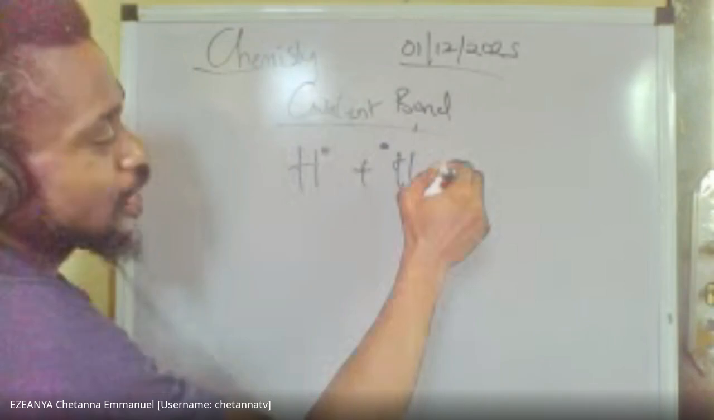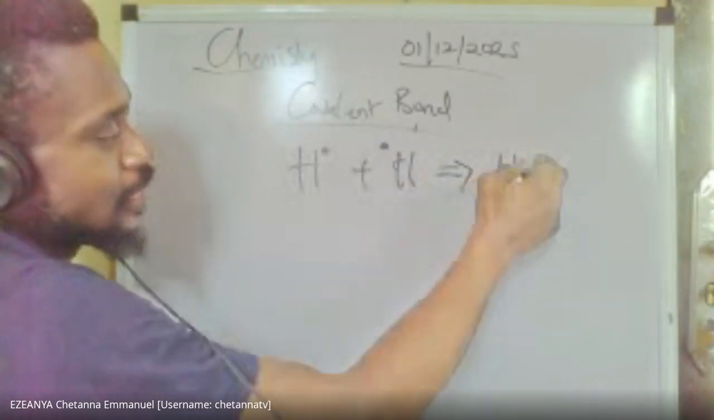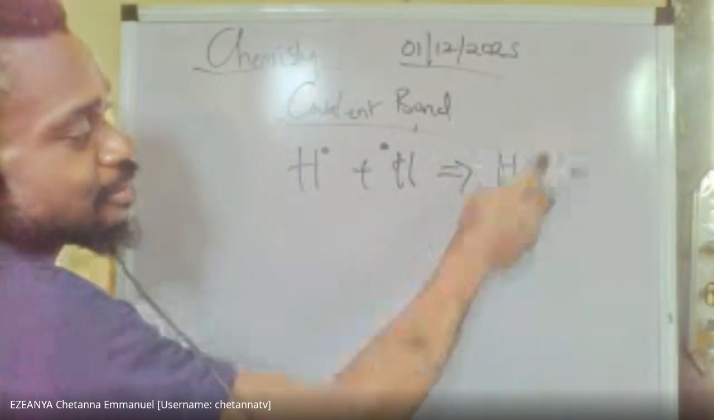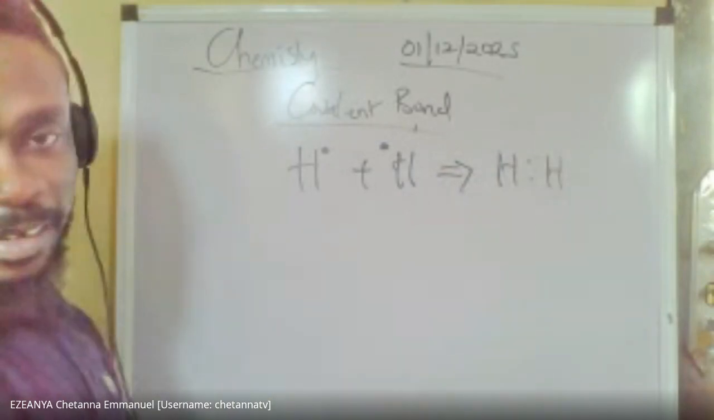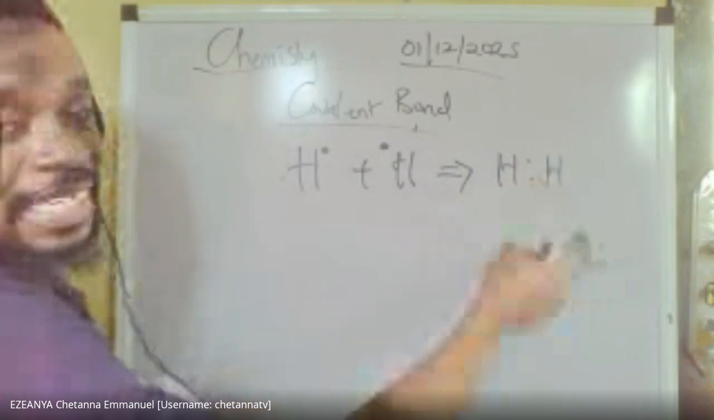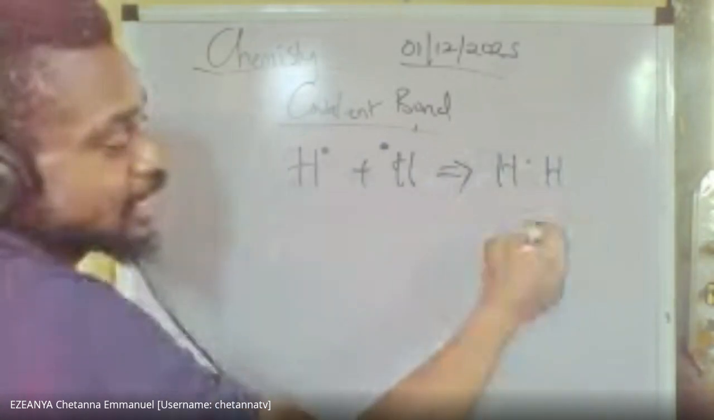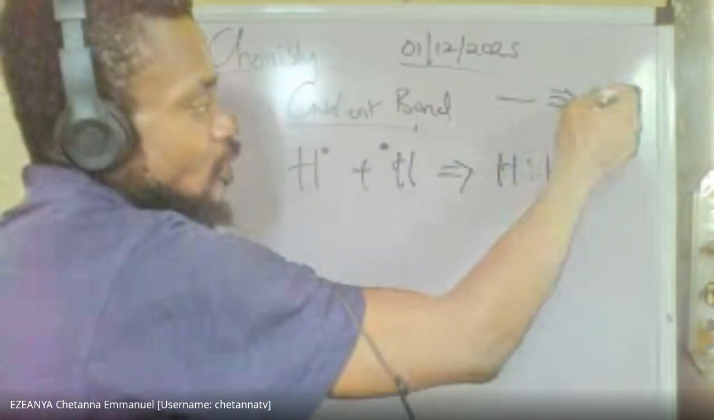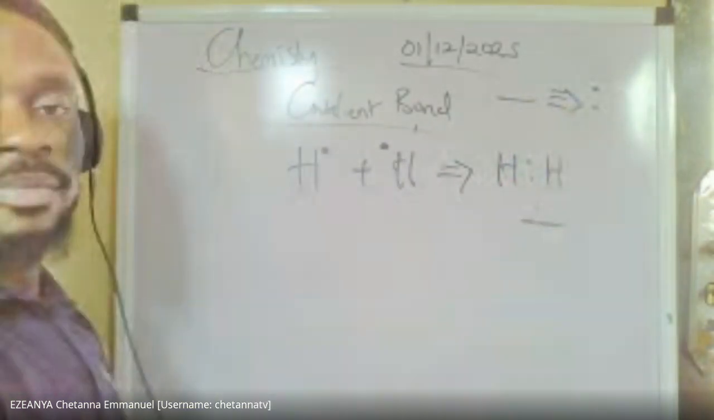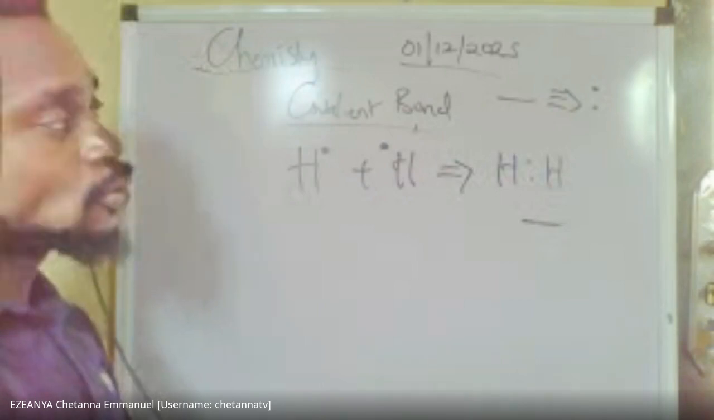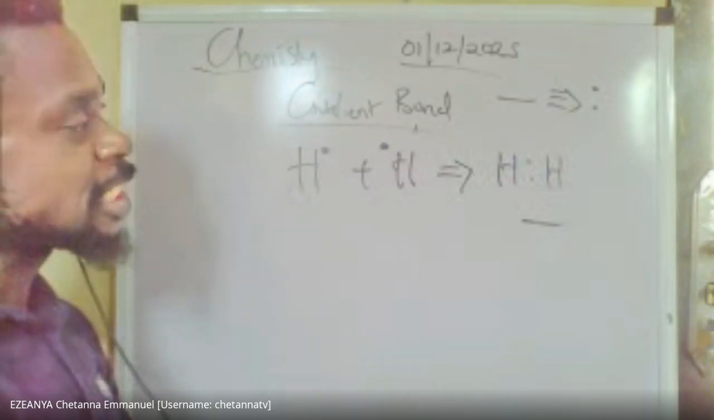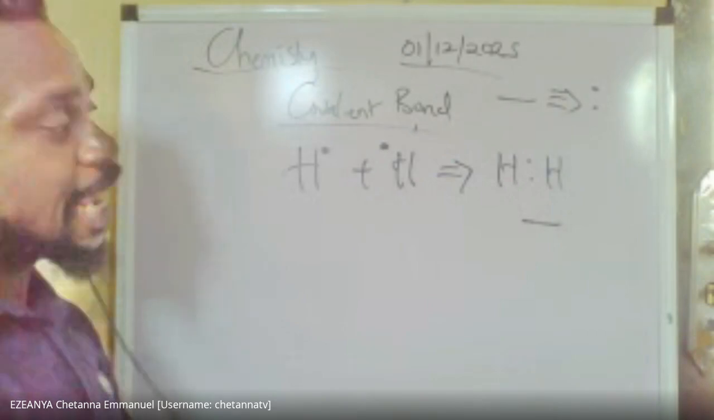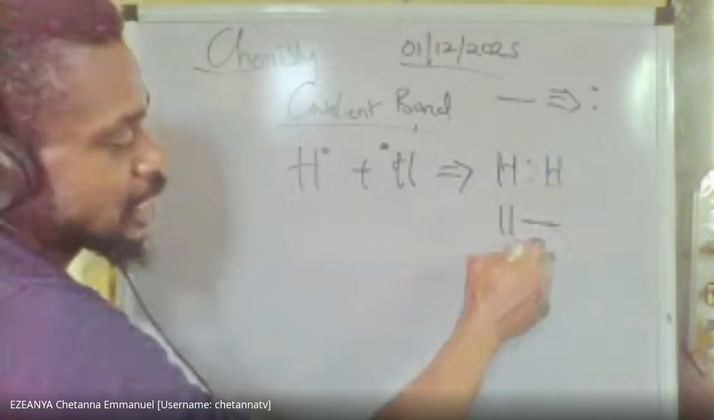You have something like this. This means they are sharing the pair. Anytime you see a line like this in chemistry, it is equivalent to a bond. But a single bond is made up of what? Two electrons. A pair of electrons. So this also can be represented as this.